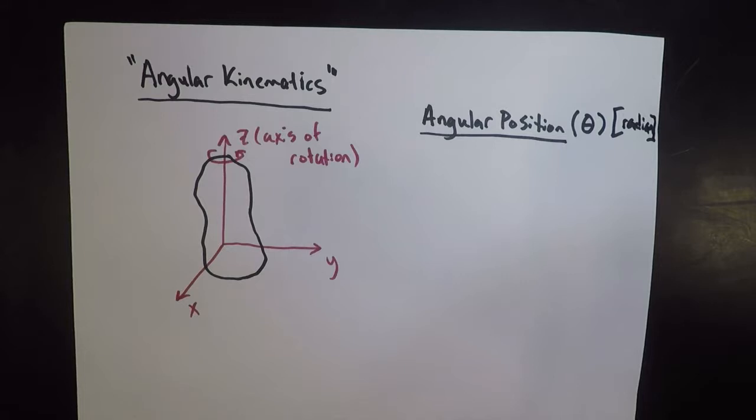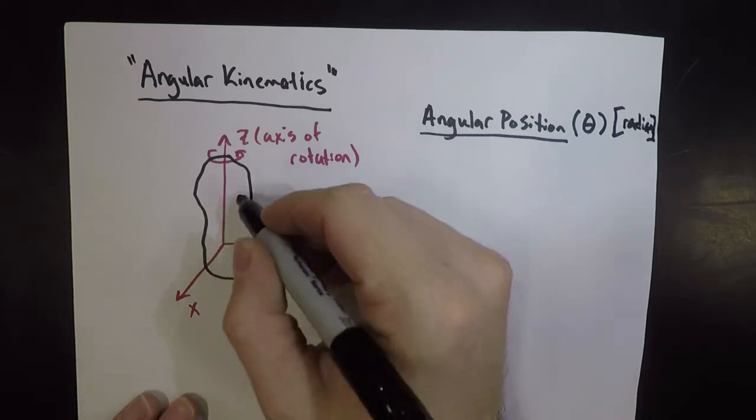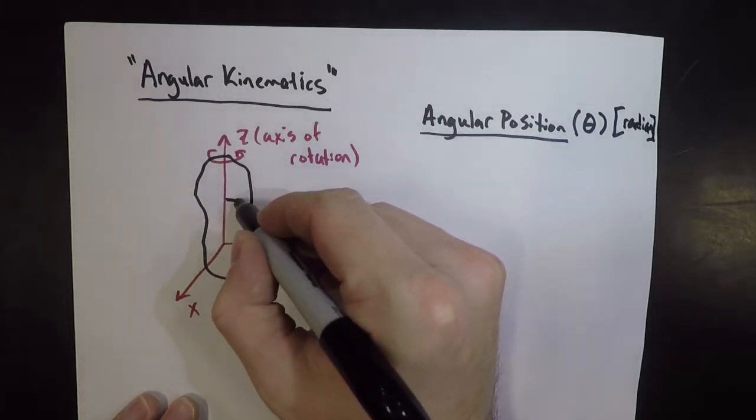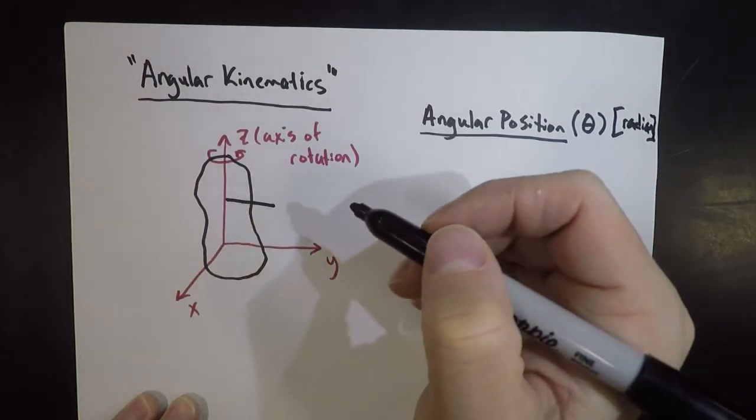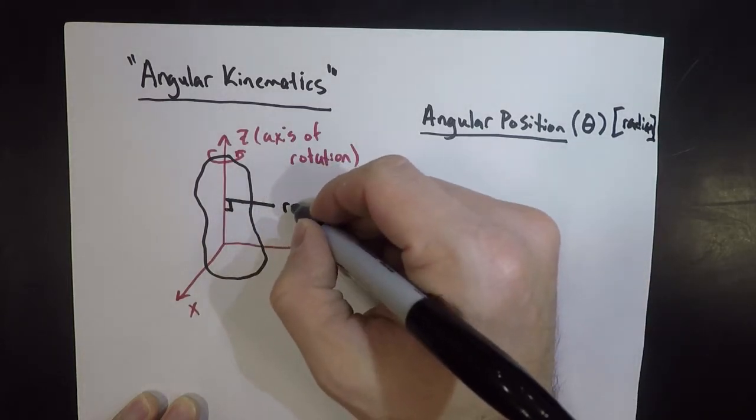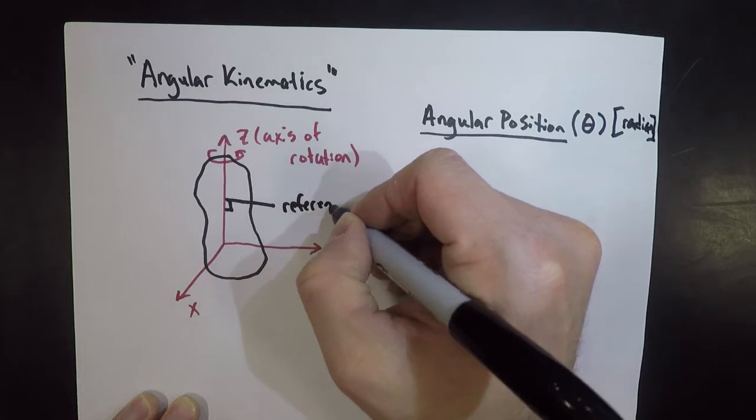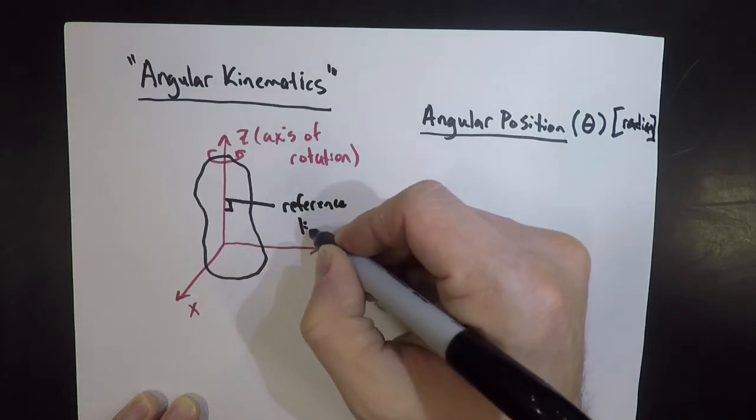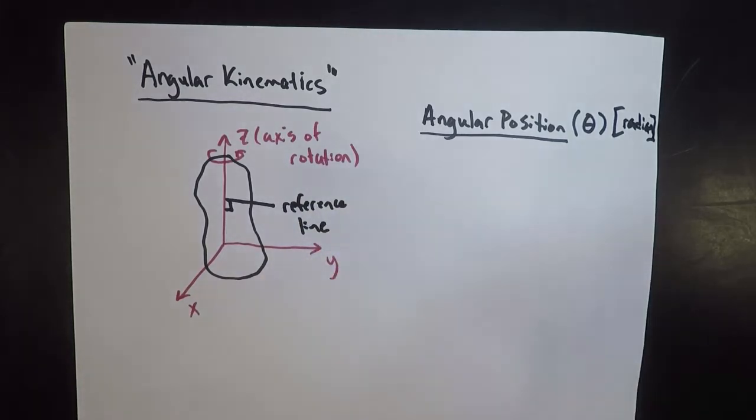So to show the angular position of this object, remember position is somewhat arbitrary. We get to pick where the 0 position is on the x-axis. We'll get to do the same thing with our angular position. So we're going to draw an arbitrary line, a line that's perpendicular to the axis of rotation. And this is going to be our reference line. It's going to describe where this object is as it rotates at a given angle.